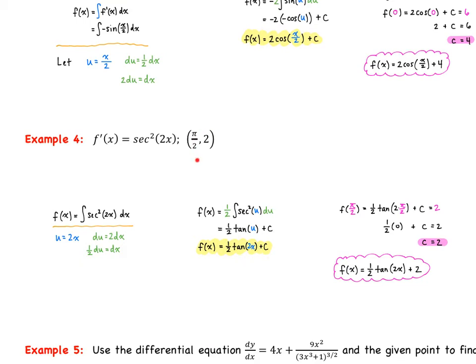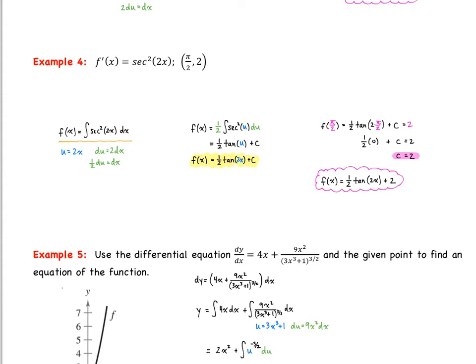In order to get the particular equation, we're going to go ahead and plug these points in. So x is pi over 2, and we're going to set the equation equal to 2. Well, tangent of pi is 0, so we get 1/2 times 0 plus c is equal to 2, so c is 2, and we get our particular equation here in the end.